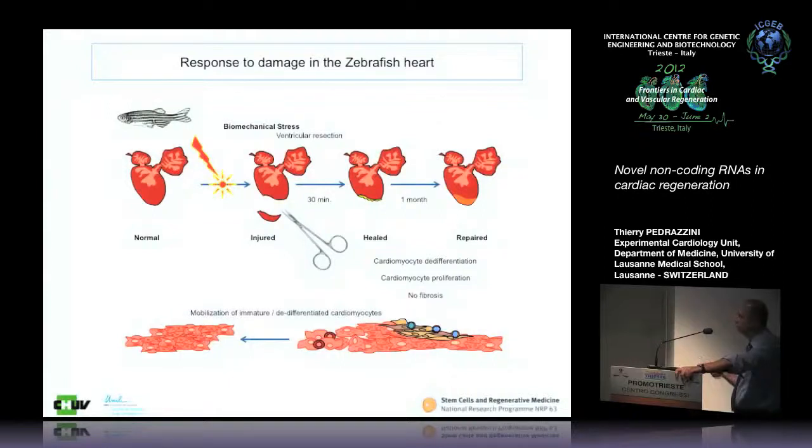So we have had a presentation already about this model, but basically if you remove about 20% of the ventricle on these animals, within a few weeks you have a complete regeneration of the myocardium. So it makes this an ideal model organism to test or to identify pathways that could be important in inducing regeneration.